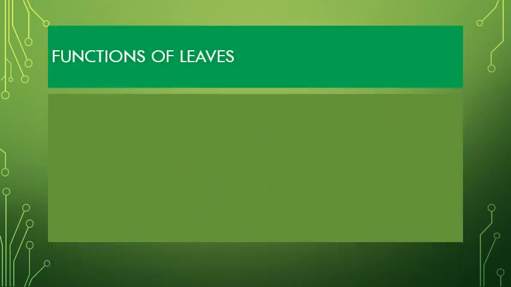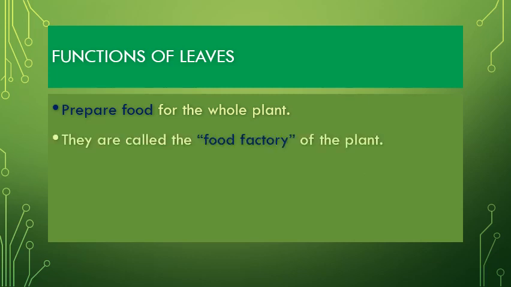Now, let us discuss the main functions of leaves. The main function of the leaves is to prepare food for the whole plant. Children, do you know that leaves are called the food factory of the plant? Well, it is because they prepare the food for the whole plant.